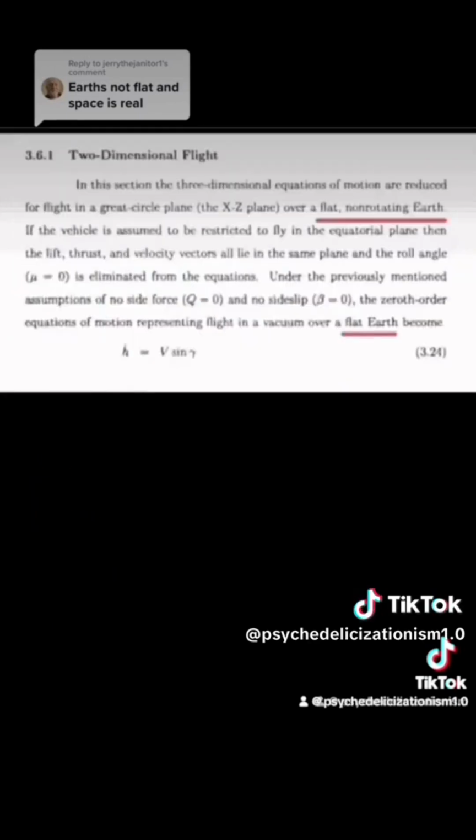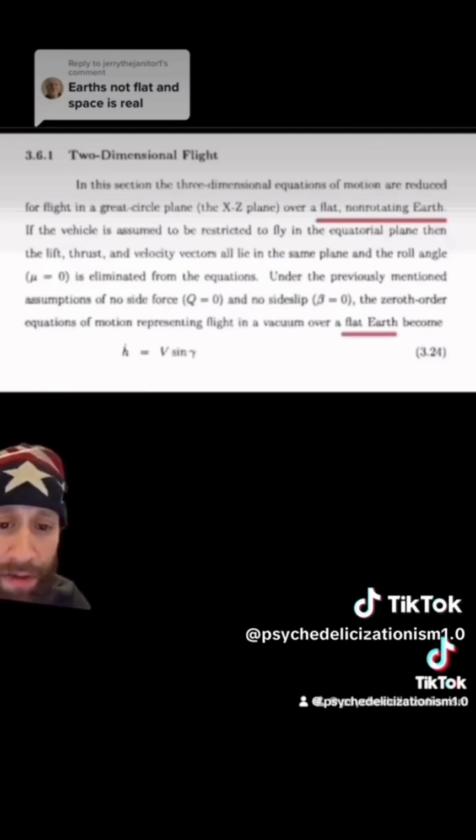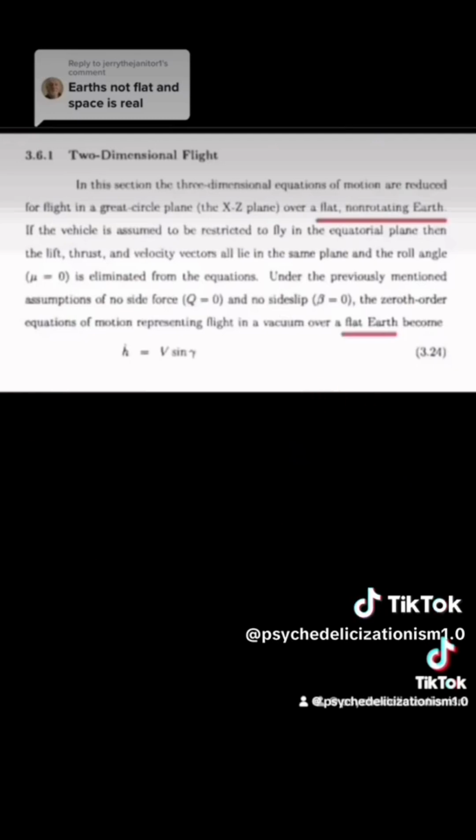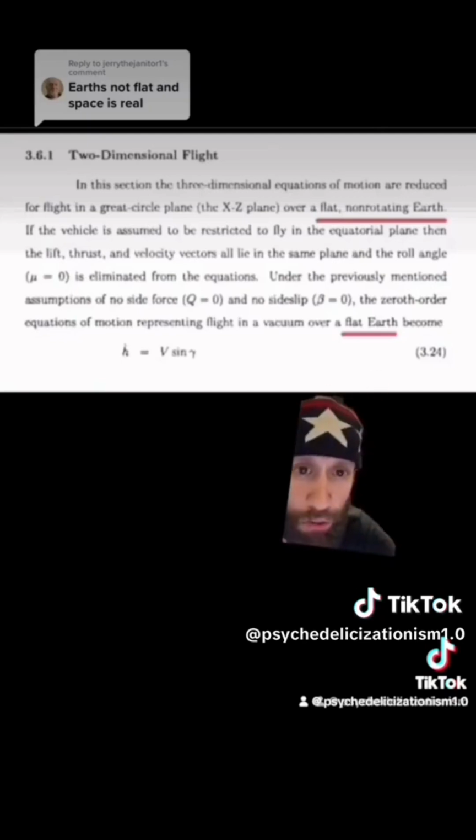NASA documentation on the 2-dimensional flight. In this section, the 3-dimensional equations of motion are reduced for flight in a great circle plane, the XZ plane, over a flat and non-rotating Earth. Under the previously mentioned assumption of no side force and no side slip, the zeroth order equations of motion representing flight in a vacuum over a flat Earth.